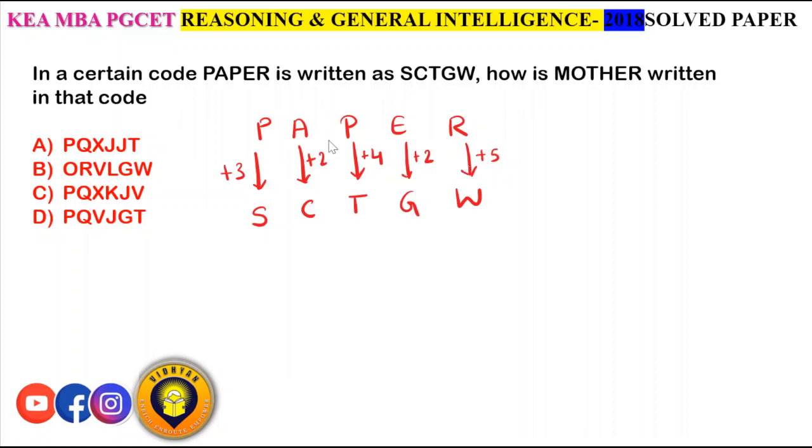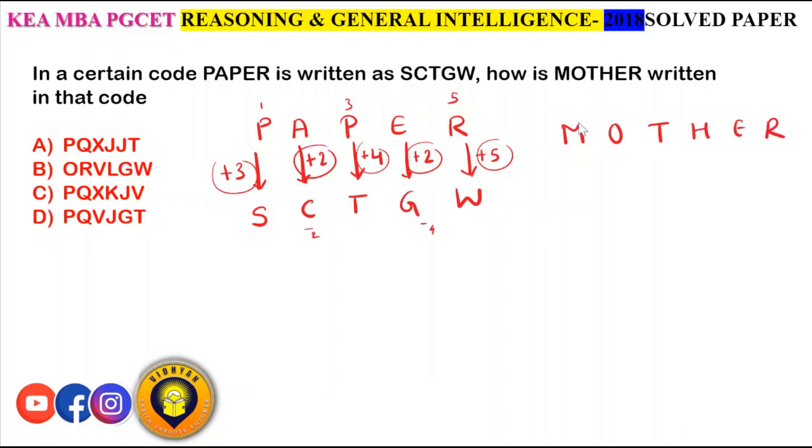That means if you observe carefully, in the odd places, this is 1, 3 and 5, the numbers are increasing: +3, +4, +5. But in the even places, that is 2 and 4, it is constant: +2 and +2, right? So therefore, mother. So what will be the code of mother then?